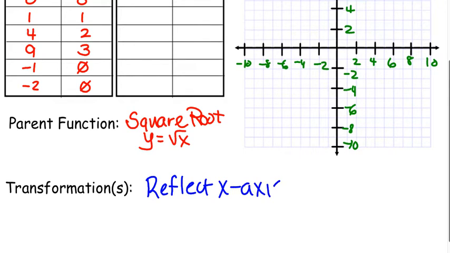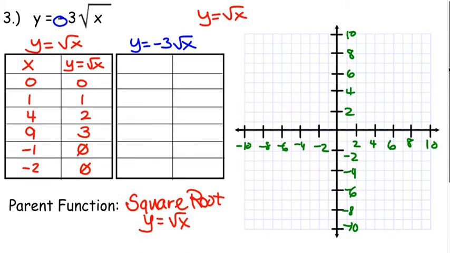So when I think about reflections, I always want to think opposite. So since it's an x-axis reflection, we're going to go to the opposite variable, y, and we're going to change all of those ordered pairs to the opposite sign. So let's go ahead and take care of those first. So opposite sign of 0 is still a 0. There should be a y here.